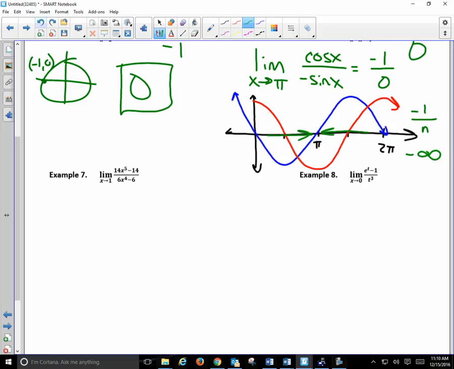Now, let's approach from the left. Okay, as I approach from the left, where's the cosine graph going? Still negative 1. And then the sine graph from the left is still a very small number, isn't it? But it's a very small negative number. If you take negative 1 and divide by a really small negative number, you're going to get a very big positive number. So from the left, it goes to positive infinity. From the right, it goes to negative infinity. So therefore, the limit does not exist. Way to go.